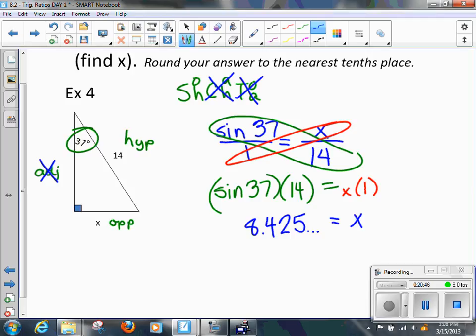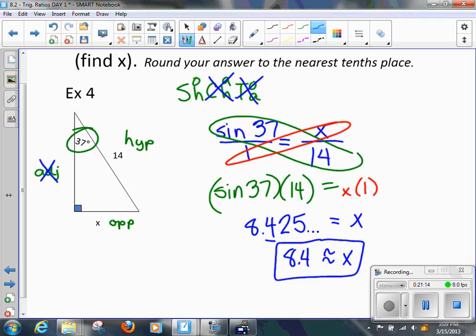1x or x. Hey, do we have a value? Yes. What does it say? Round your answer to the nearest tenths place. So x is approximately 8.4. You just found your first side of a right triangle. You just did trig. That is easy, isn't it? Now, I told you, it's a lot of prep work. But if you do the prep work, you're going to get the problems right every single time.